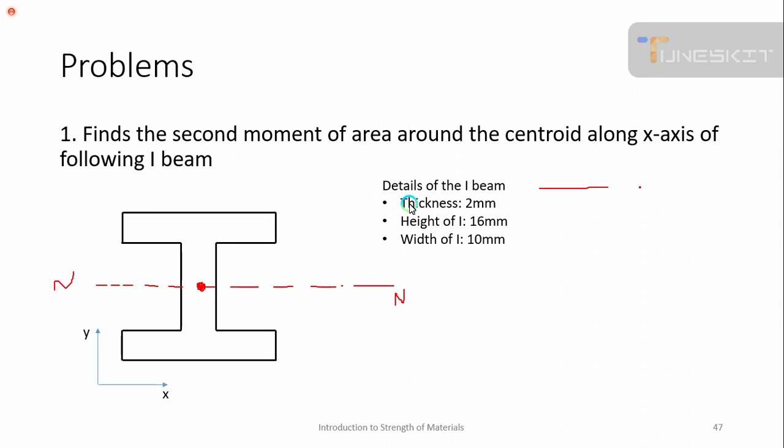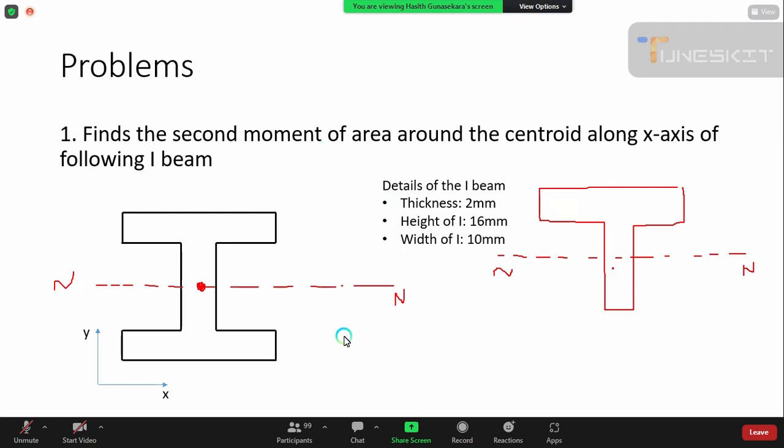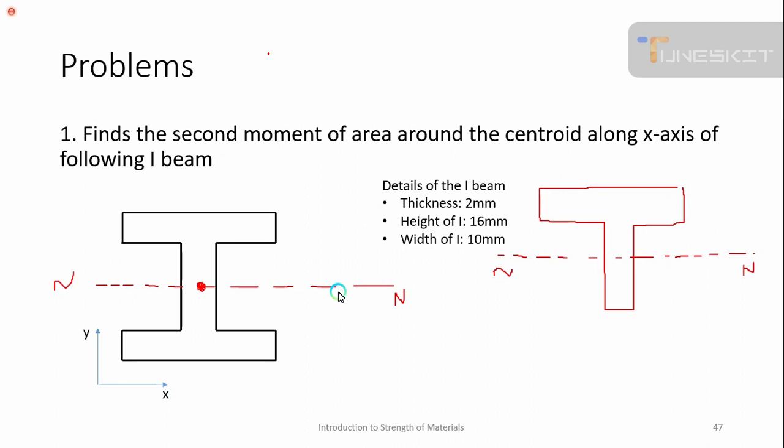But in an example like this, T shape, a T-shape beam cross section, if you consider this neutral axis, is it symmetrical about the neutral axis, this axis? Is it symmetrical? No, sir. No, it is not symmetrical. Then you have to find what the neutral axis is and what the centroid is.